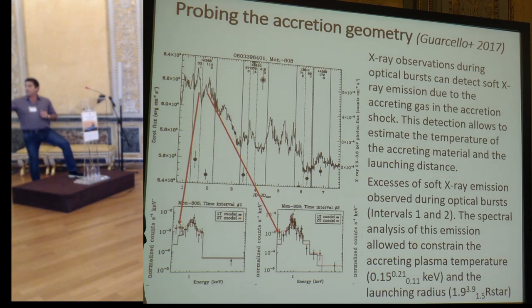Another thing that you can do, for instance, again, if you have a star burster which is observed simultaneously in optical and X-rays, during the optical burst, you can extract the X-ray spectrum and try to observe soft X-ray emission. The soft X-ray emission is related to the gas which is accreting from the disk to the star and allows you to estimate the pre-shock temperature of the accreting material, which allows you to estimate the pre-shock velocity, which allows you to estimate the launching radius of the accretion funnel. And you can try to obtain a picture of the magnetosphere around the star.